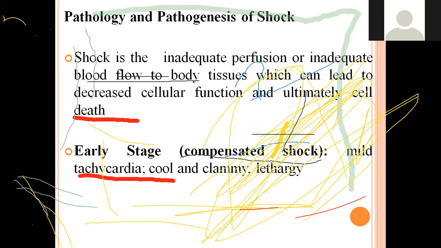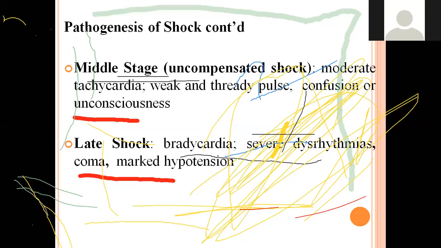But in the middle stage of shock, there will be moderate tachycardia. You discover that the pulse rate is increasing. The respiratory rate also is increasing because the body is trying to compensate, requesting more oxygen and blood supply. There will be a weak and thready pulse, and confusion or unconsciousness. And in the late stage of shock, there is bradycardia, severe dysrhythmia, coma, and marked hypotension.